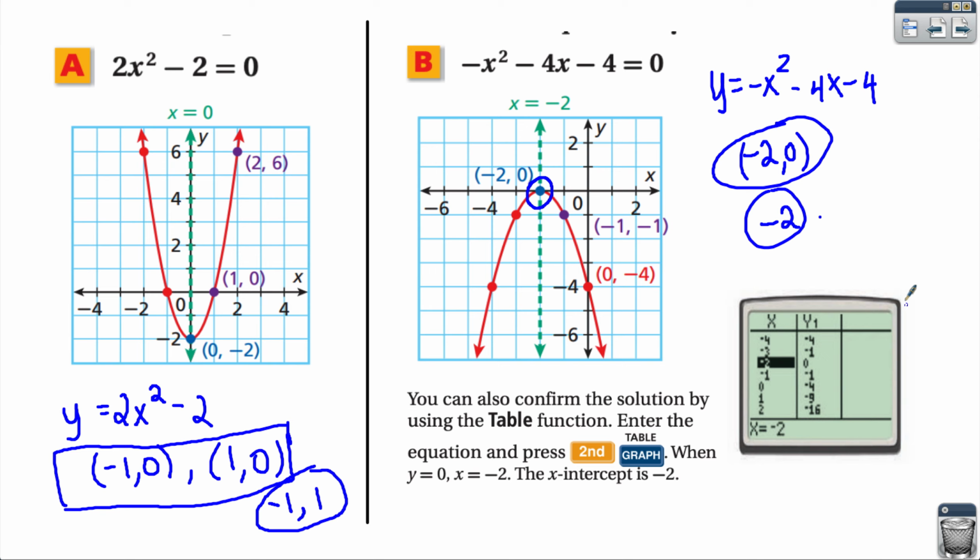What's really nice about this table is you can scroll up and down, and it changes your x values depending on what you need, and of course your y values change as well. But notice that if we're looking for the zeros of the function, what you're looking for is the x-intercept. When you talk about the x-intercept, it should have a y value that's 0, and that's exactly what this table is showing us right here. You see it? The x value at -2 has a y value at 0. That's why we're saying that that is in fact the 0 of the function.